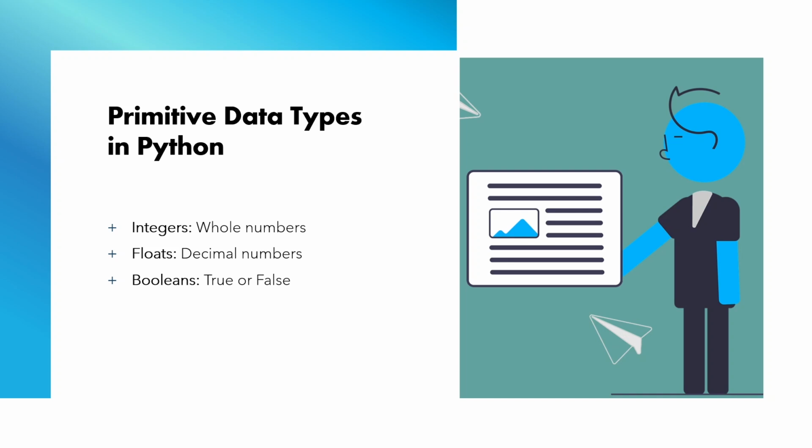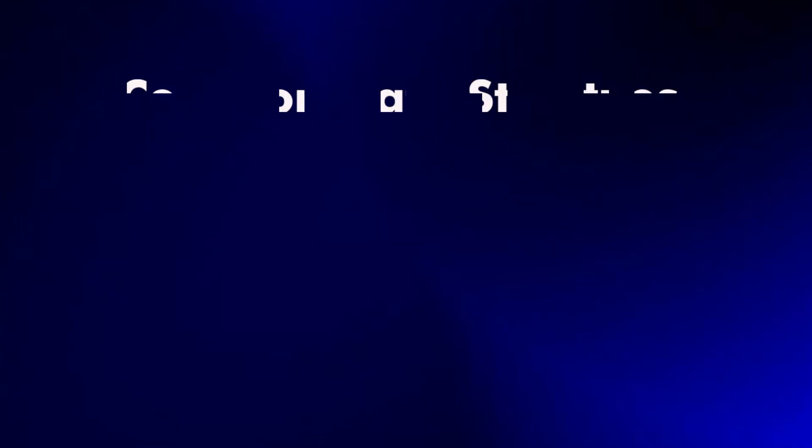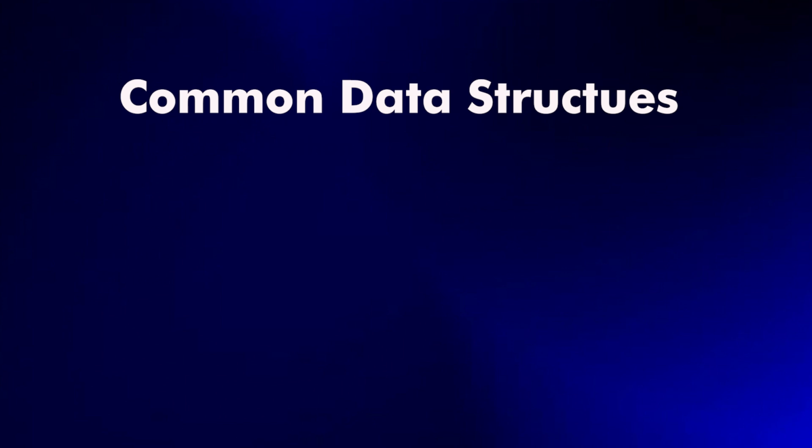So these primitive types are very essential, but they come with a limitation. They can only store one value at a time. And this is where data structures come in. A data structure is a way of organizing and managing multiple values efficiently. And Python provides several built-in data structures like lists, tuples, and dictionaries.